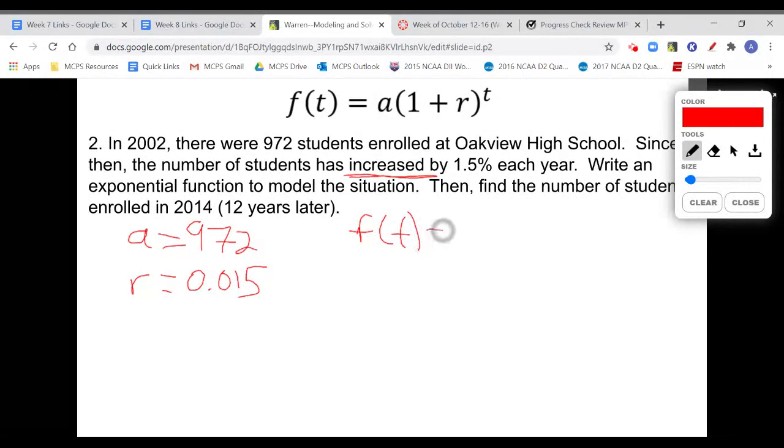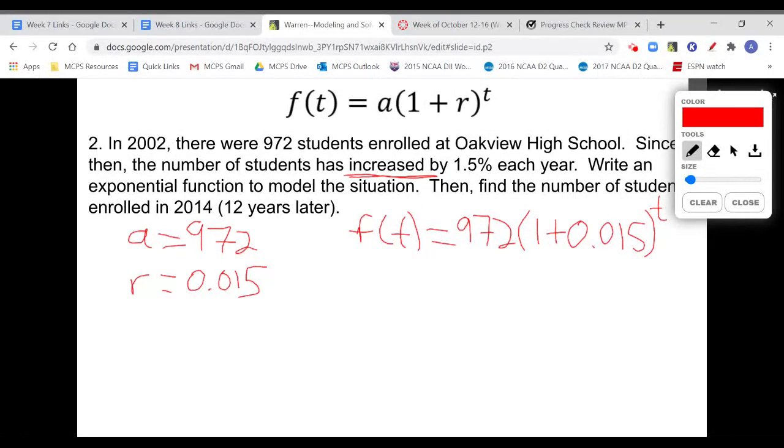So f of t equals, and then I'm substituting 972 in for a. I have 1 plus my rate, and then to the exponent of t. Okay. After that, I am going to go ahead and plug in t. But I need to read this problem and figure out what is t. So it asked me to find the number of students enrolled in 2014.